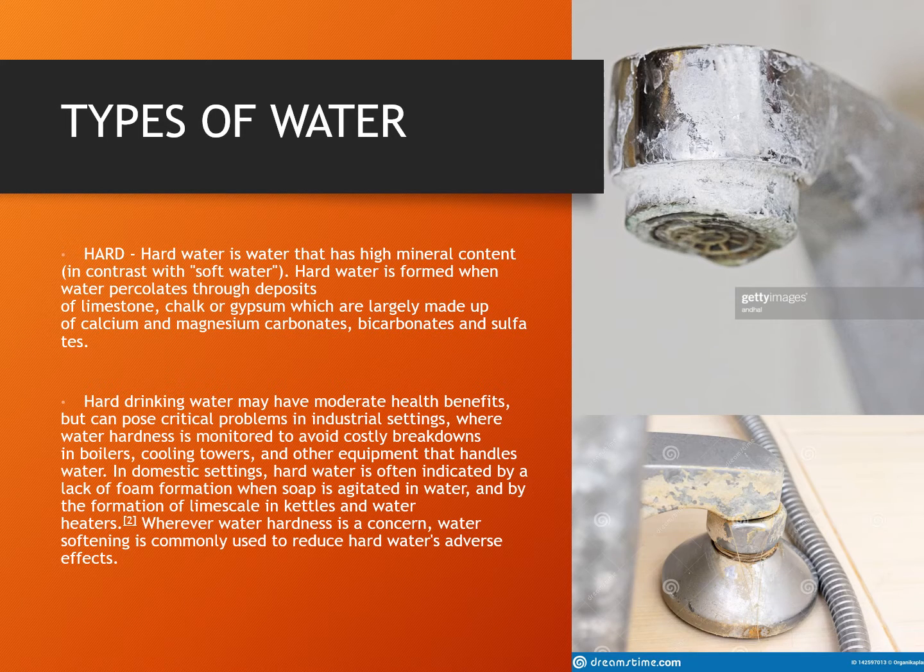But first, we shall be discussing the types of water. The first one is what is called hard water. As you can see from the pictures, it accumulates calcium deposits. So if your fixtures have accumulated calcium deposits, then most probably the water that you are getting out of your tap is hard water.